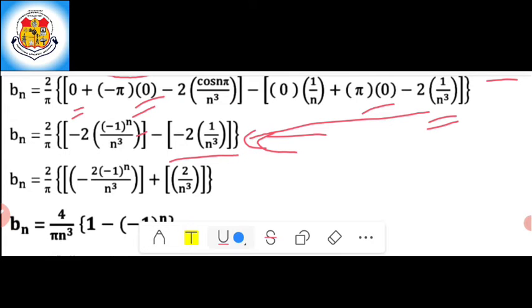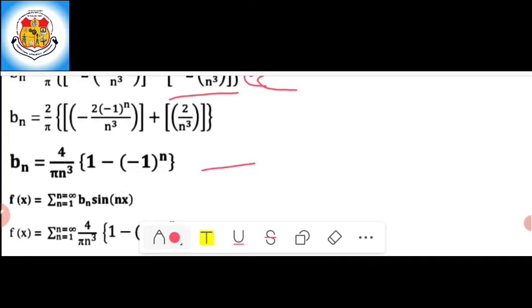By simplification, we get the value of bn as 4/(πn³) times (1 − (−1)^n).